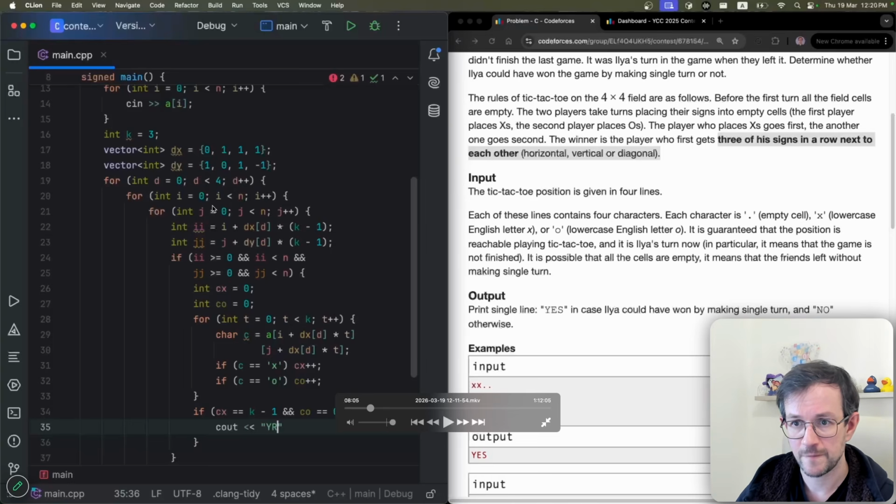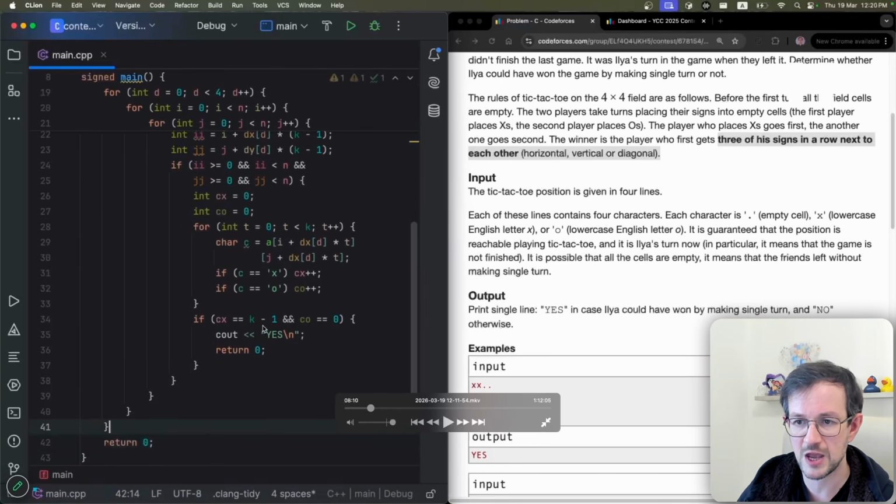So here I choose the direction, I choose the starting point. See, here I check all 3 elements in the direction. K equals 3, for simplicity. So I check all 3 elements in this direction, and then in the end I just check if I have k minus 1 to 2 x's and no o's. Then yes.